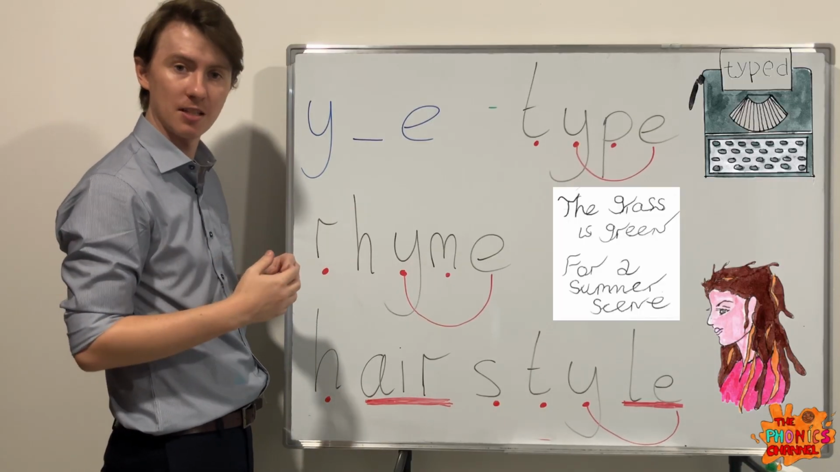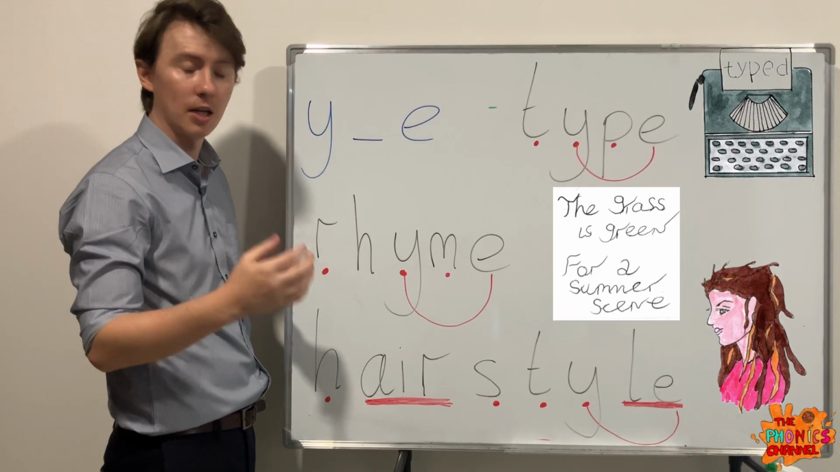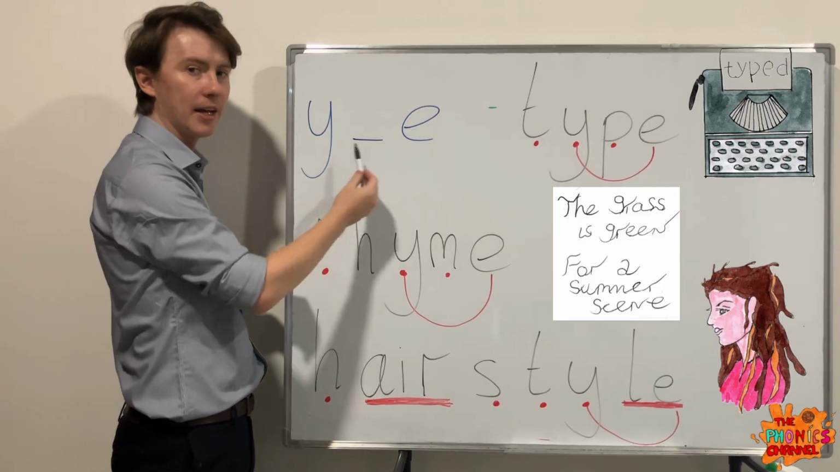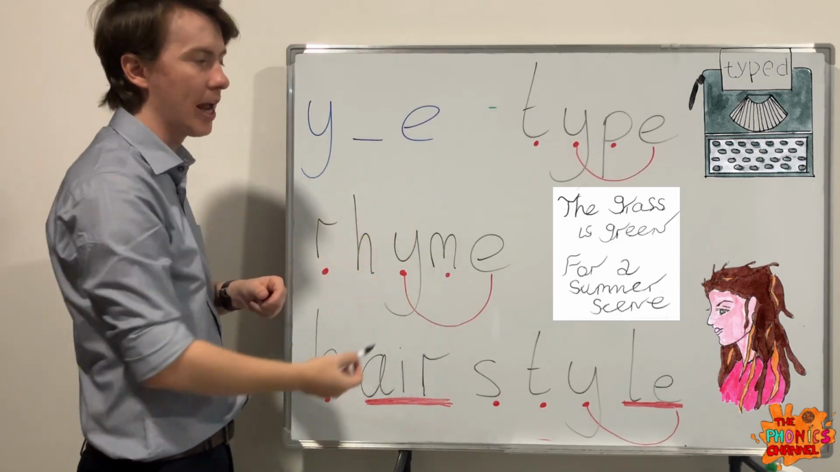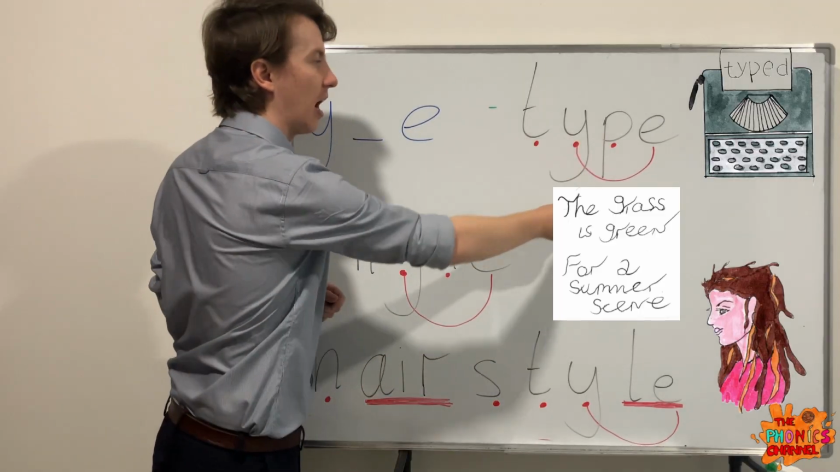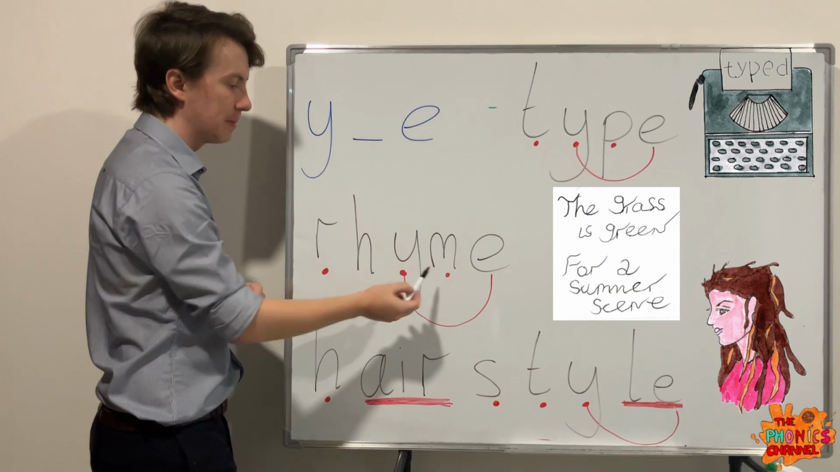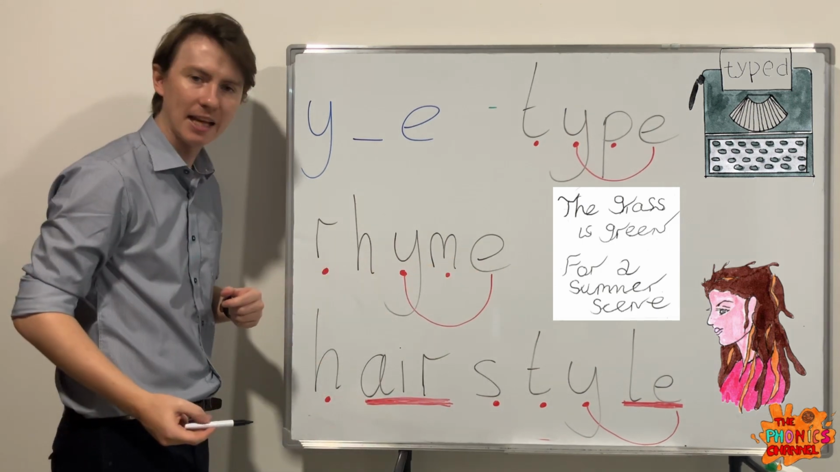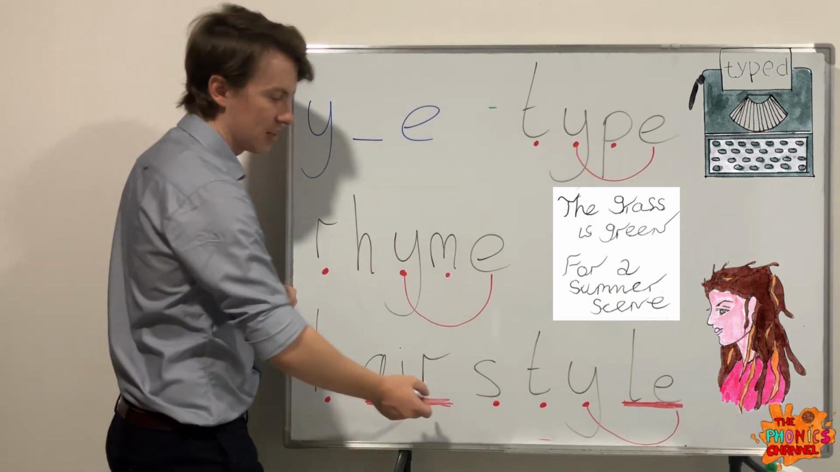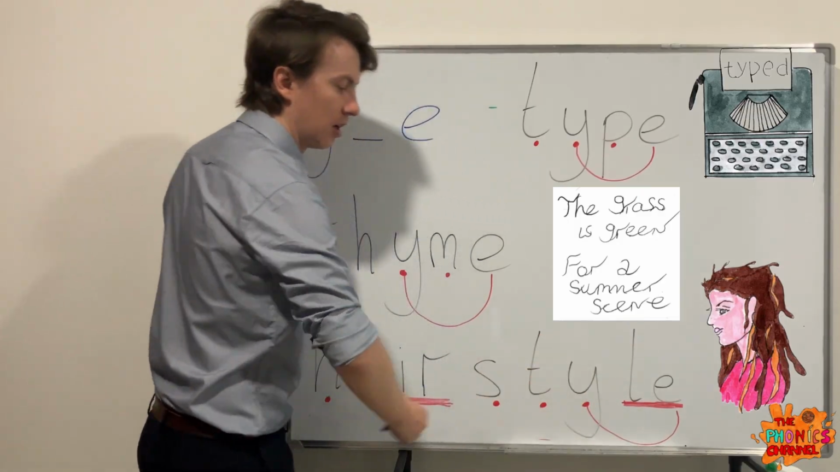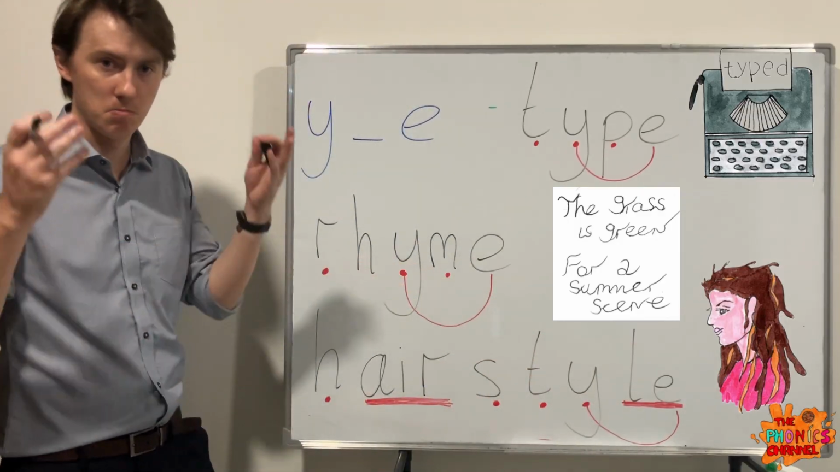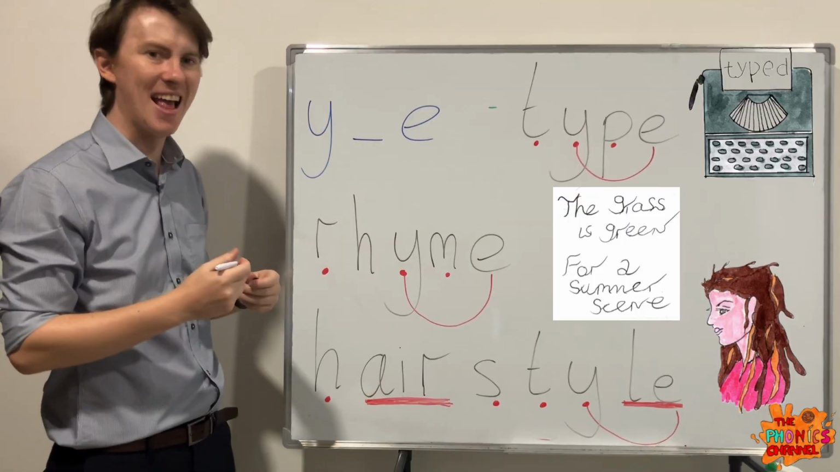So let's go through them all again together. Make sure you're practicing along with me at home. Like always, we've got I, type, rhyme, and hairstyle. Hairstyle.